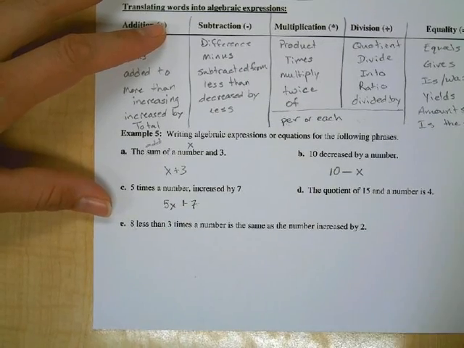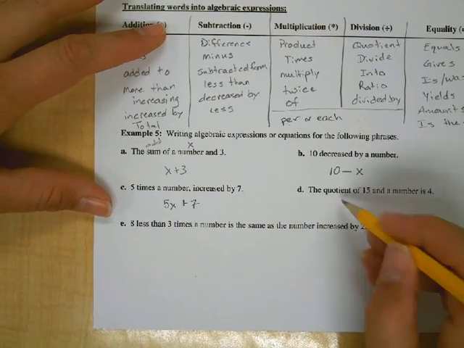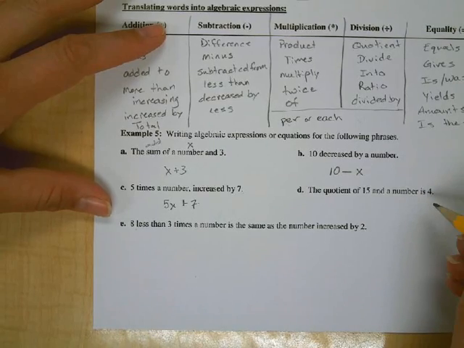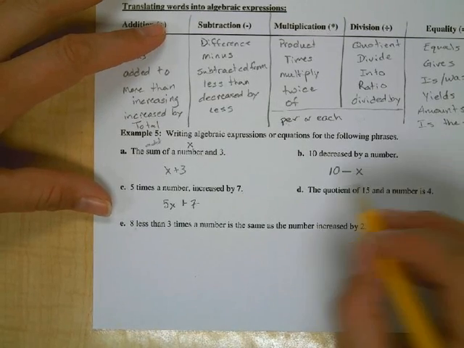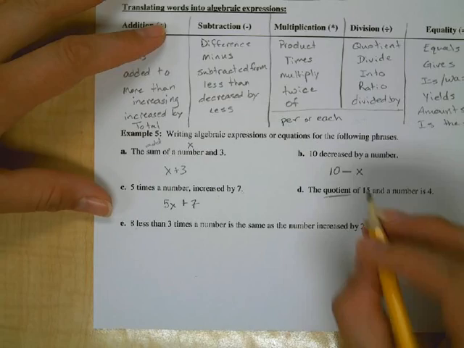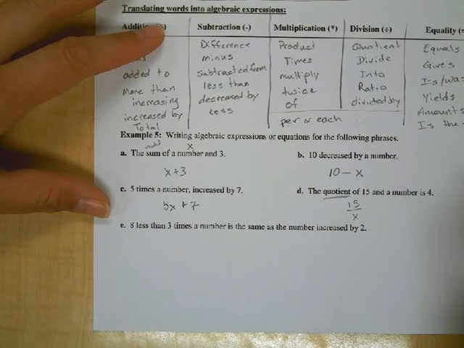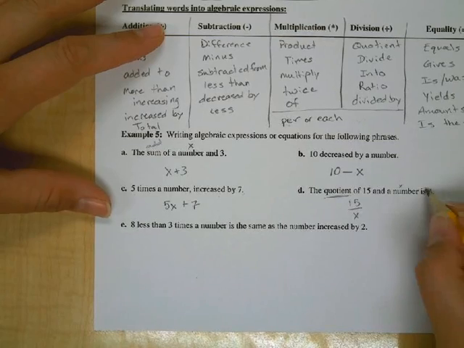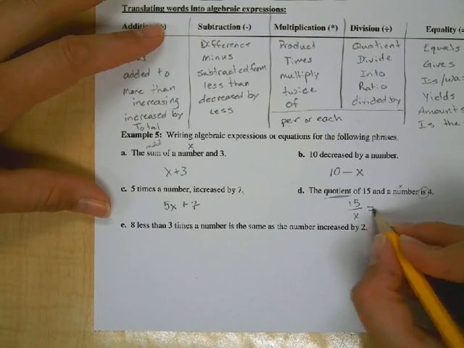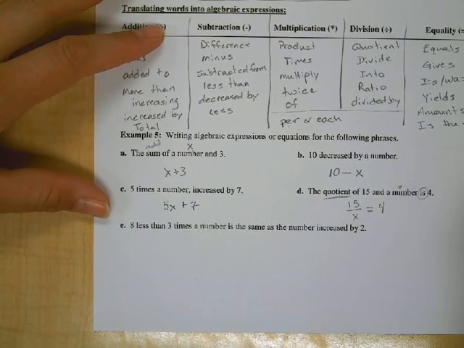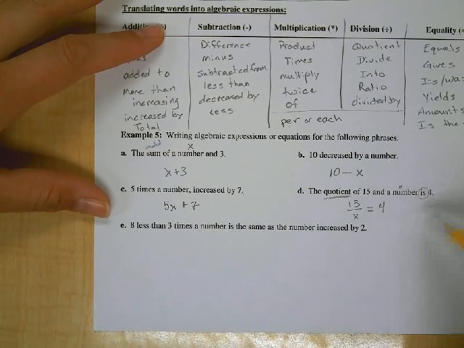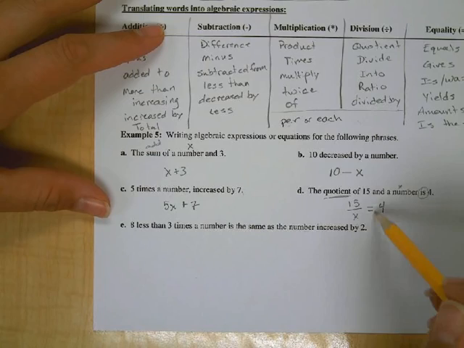The next one: the quotient of 15 and a number is 4. The quotient means divide, so the quotient of 15 and a number, is. Is means equal, so this one is actually an equation. They actually said this is 4. So 15 over x equals 4.